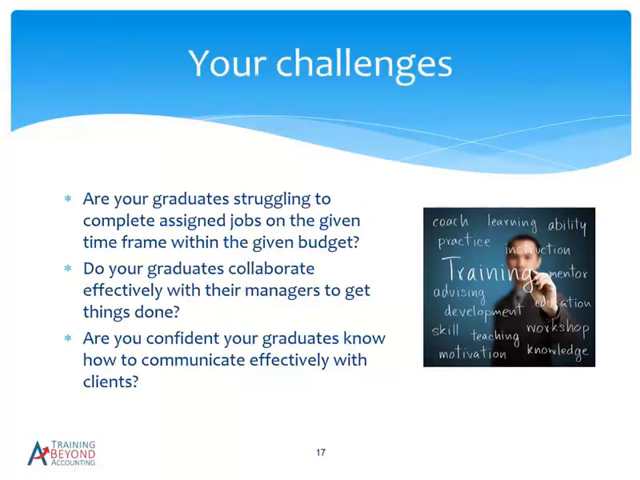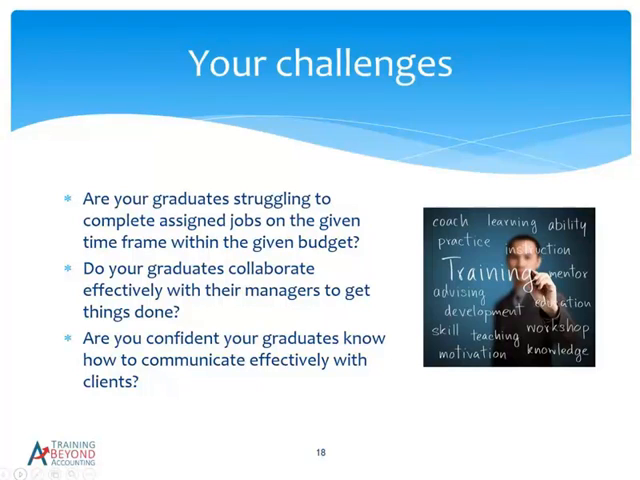No, that's right. So some challenges. So they're in a very sort of quick, sharp form, the 5 key things that we need to focus on to help graduates take more responsibility and to make them more efficient. Some challenges that you'd be experiencing as graduates. Are your grads struggling to complete assigned jobs on a given time frame within the given budget? In a lot of cases, the answer is yes. But we need to put processes in place to reduce that and make sure that they're up and running as quickly as possible.